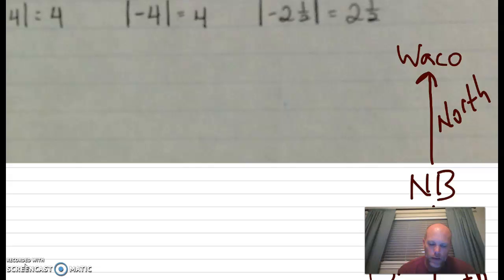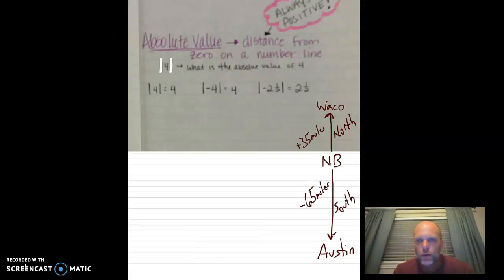So let's say that Waco is a positive 35 miles. So if we were to compare the two, and I asked you which one was farther, you wouldn't say Waco because it's a positive 35 miles. Instead, you would say that it's Austin because it's 65 miles away. Okay, Waco is about 30 minutes, and Austin is about an hour. So we use absolute value all the time when we talk about distance and time.